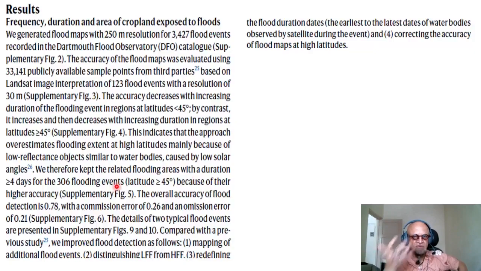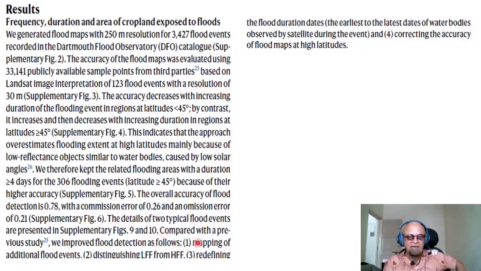So when you rely on remotely sensed data and you are interpreting surface land use as water logging, then you have these problems of interpretation. We therefore kept the related flooding areas with a duration of greater than or equal to 4 days for 306 flooding events for latitudes greater than 45 degrees because of their higher accuracy. The overall accuracy of flood detection is 0.78, which is very nice, with a commission error of 0.26 and an omission error of 0.21. So what you include and what you leave out can have some impact on your count as a whole, right?